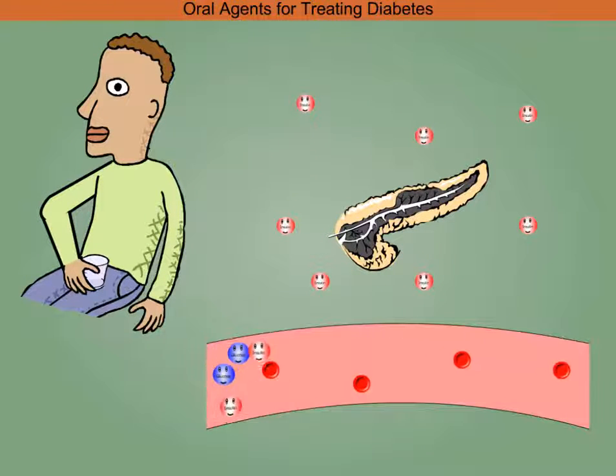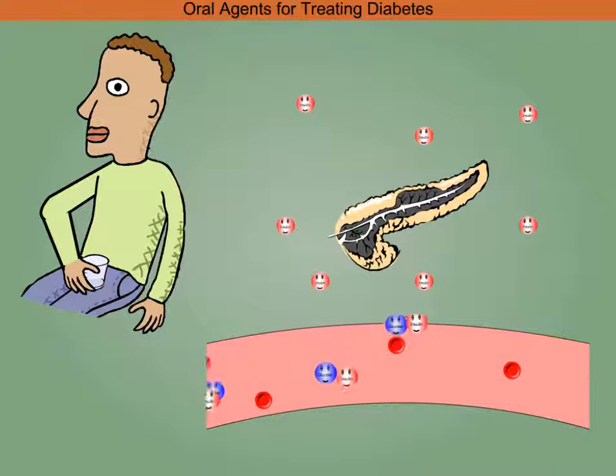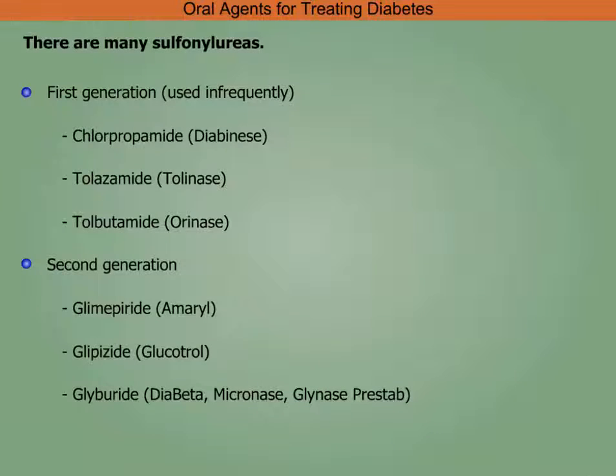Let's see their actions. There are many sulfonylureas. First generation include chlorpropamide, tolazamide, and tolbutamide. Second generation includes glimepiride, glipizide, and glyburide.